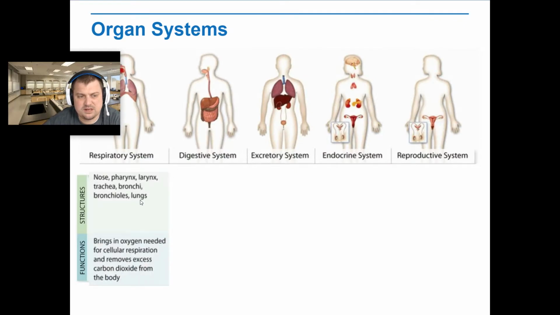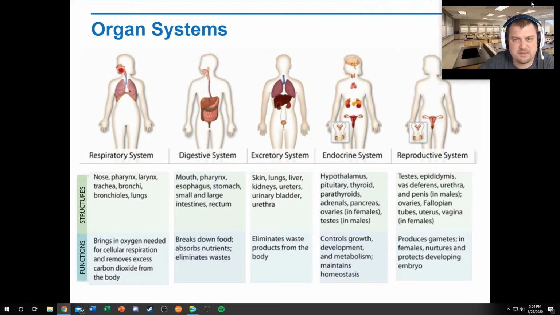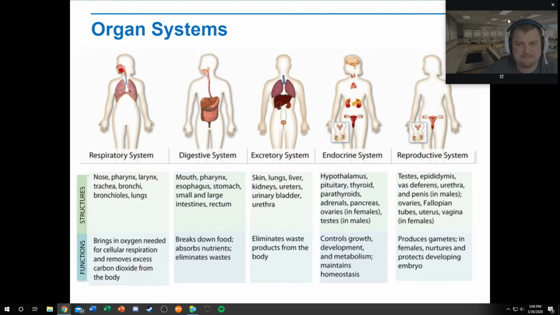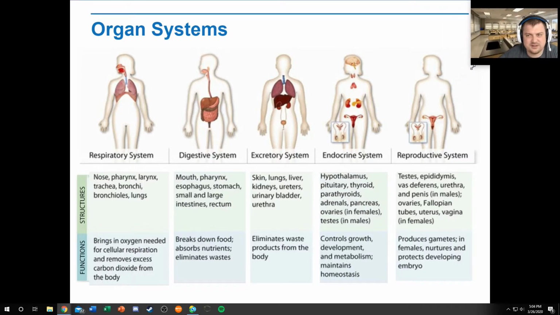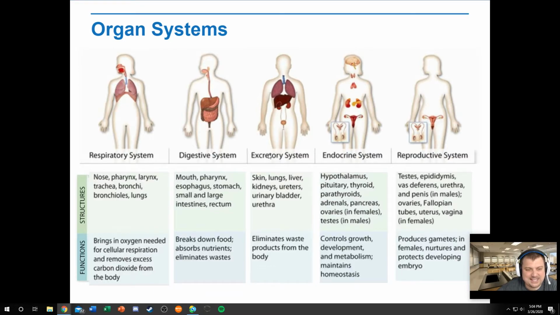So I'm going through just a couple more here. So we have the respiratory system. We have the digestive system. Can I make that smaller? Oh, just learning new things every day. Excretory system, endocrine system, and the reproductive system.